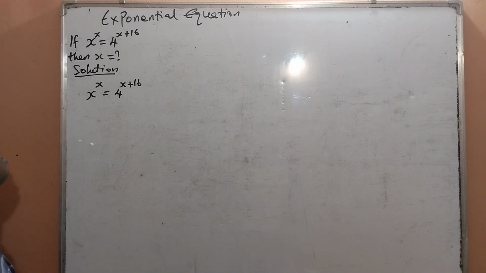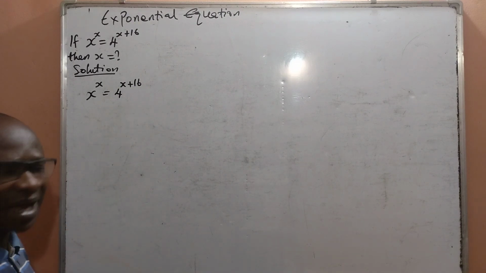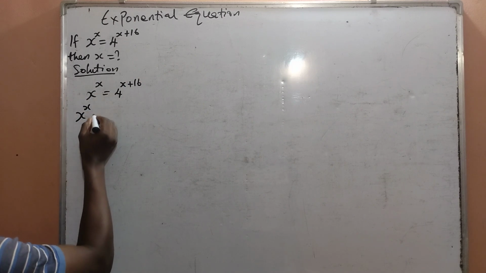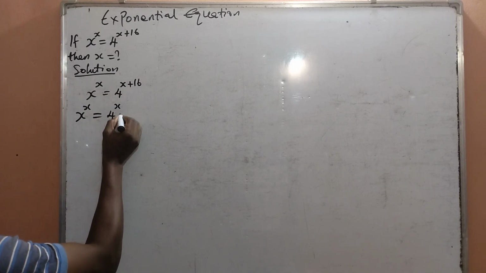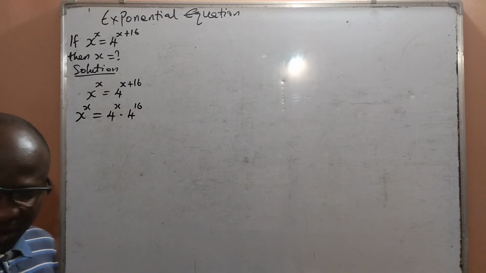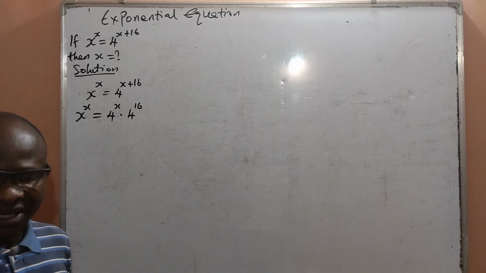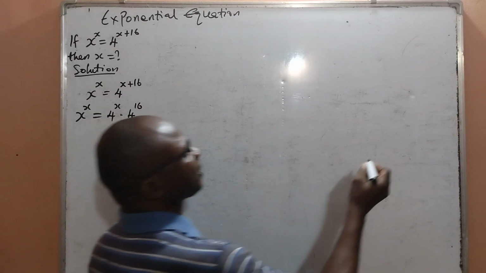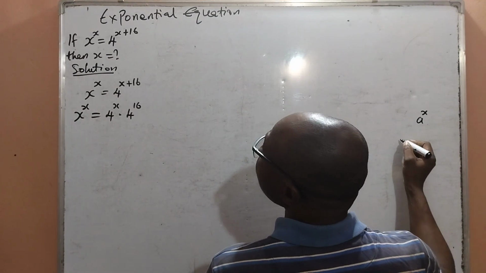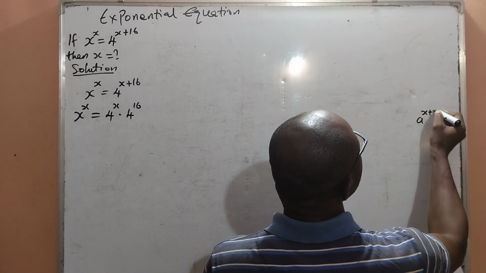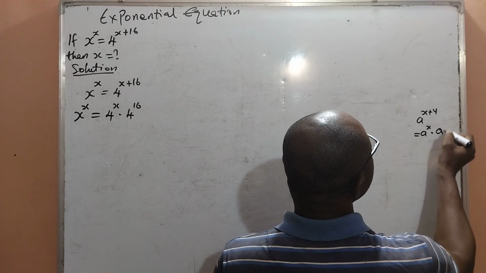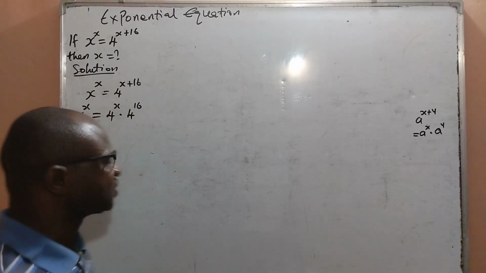So by indices, from the right hand side, I am going to apply the law of indices. So x raised to power x is equal to 4 raised to power x multiplied by 4 raised to power 16. This is coming from the law of indices that says that if I have a raised to power x plus y, it is the same thing as a raised to power x multiplied by a raised to power y. This is the law of indices.